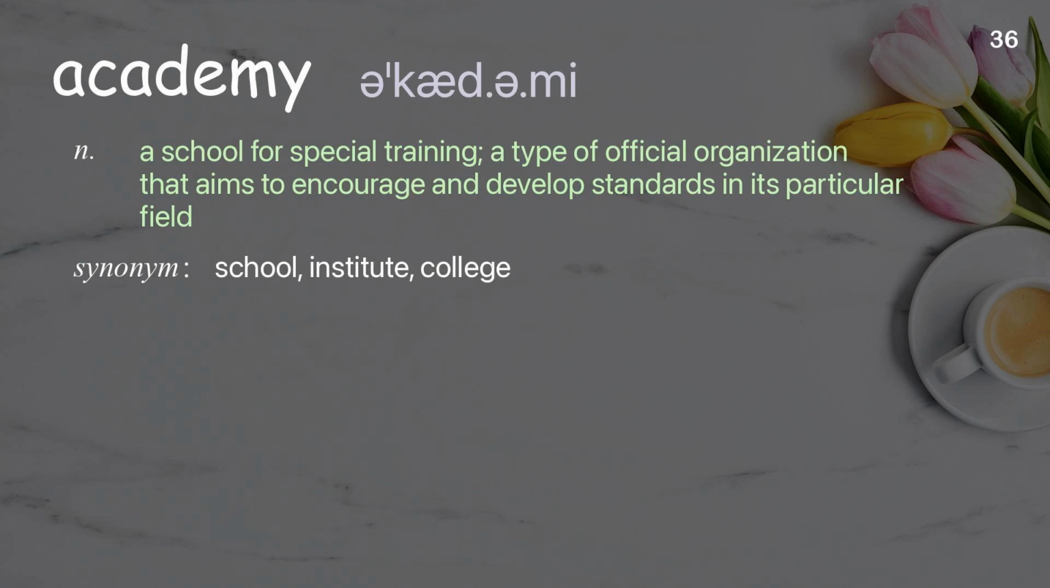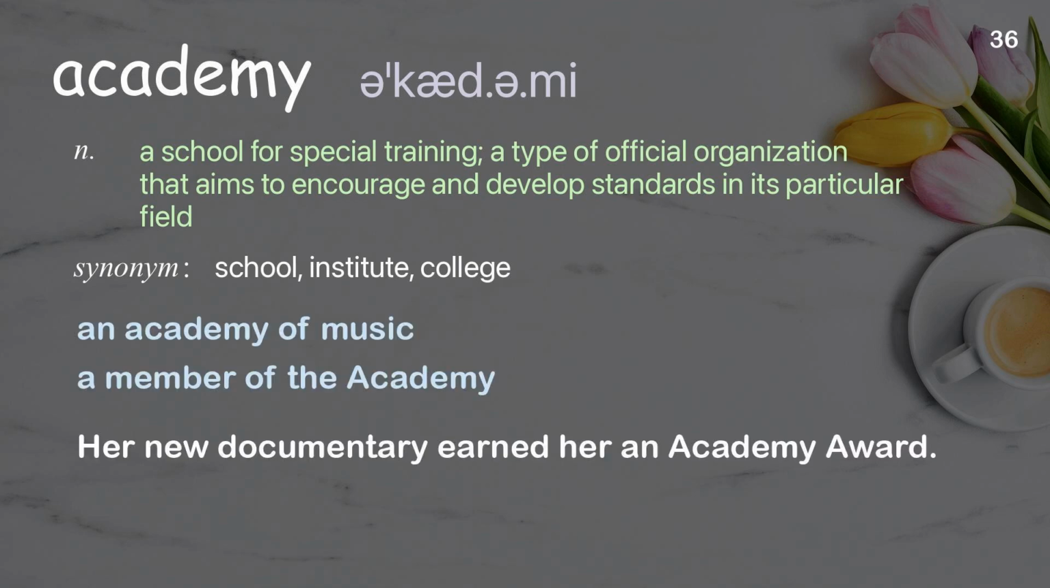Academy. A school for special training, a type of official organization that aims to encourage and develop standards in its particular field. Examples: An academy of music. A member of the academy. Her new documentary earned her an Academy Award.